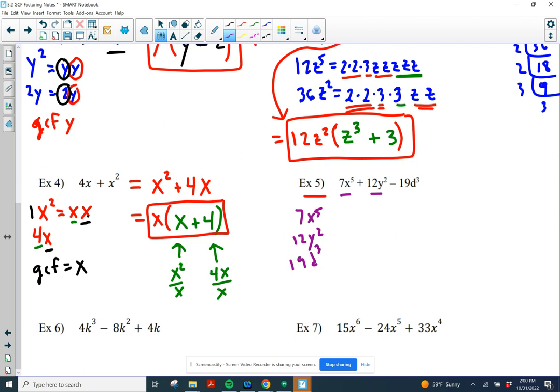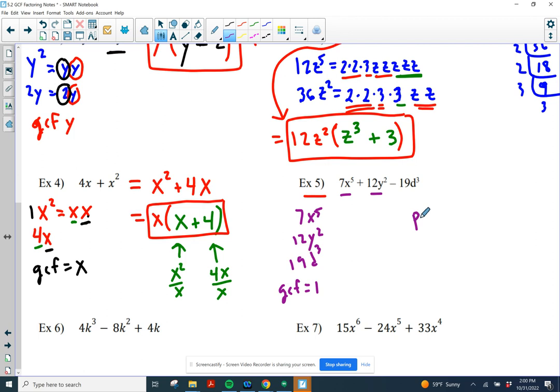19d to the third. So notice that 7 and 19 are both prime, so the GCF for the coefficients is going to be 1. And do you notice all my variables are different? I have x in the first term, I have y in the second term, and I have d in the third term. So the GCF is just going to be a 1.